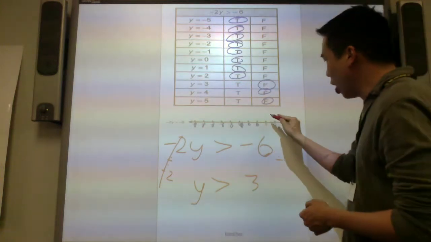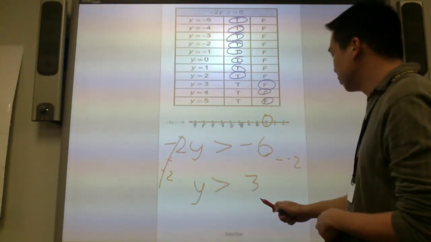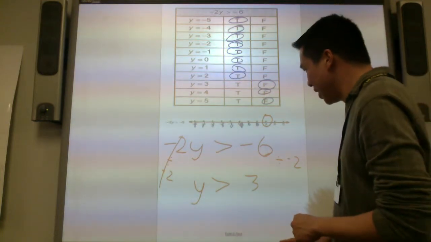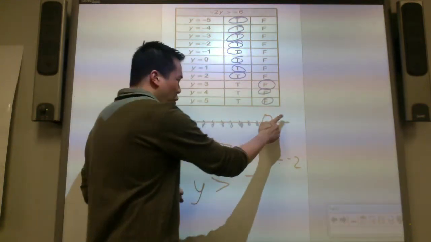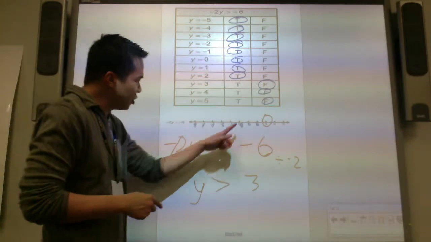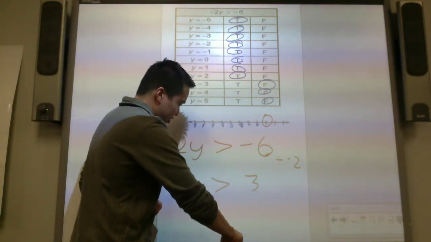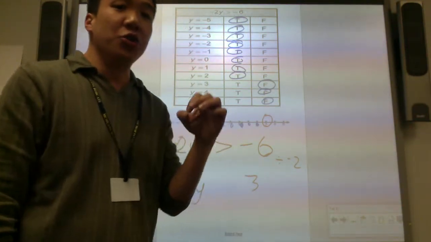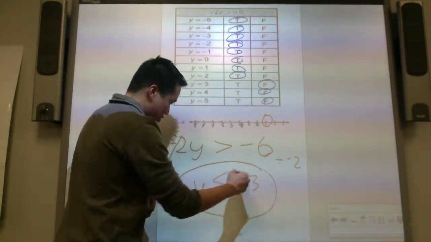So let's go to 3. Open dot, because you're not including 3. Oh, I almost messed up right here, because I was thinking to myself, what numbers are greater than 3, 4 and 5? But there's nothing here. Plus, if you look up here, it says shade to the right. I almost forgot myself. When you multiply or divide by a negative number, you have to flip-flop it. Flip-flop. So this is the answer.